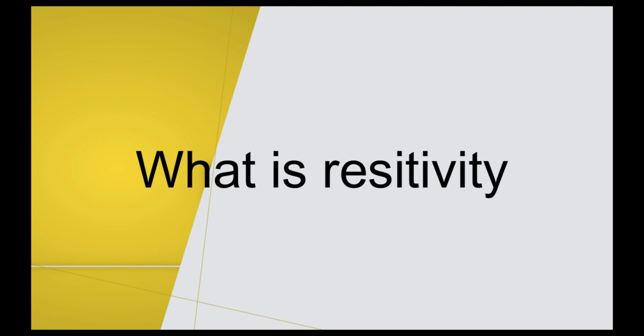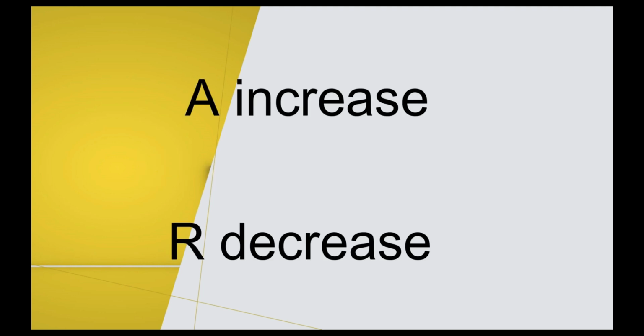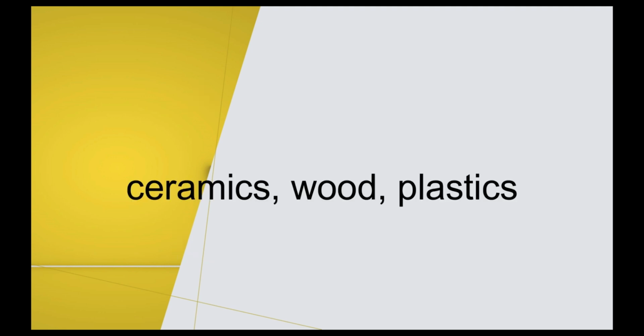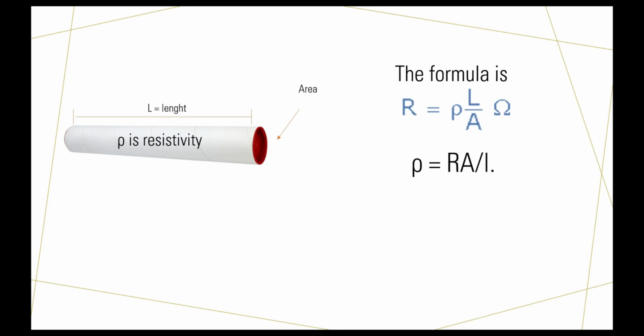Resistivity is useful for conducting material based on current flow. If the resistivity is high, it makes sense that the conductor will be poor. If A is increased, R will decrease immediately. Another way is to change to a material that is a better conductor. The formula is R equals rho L over A.